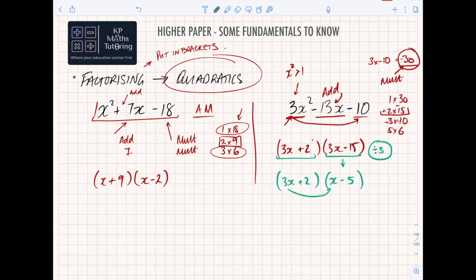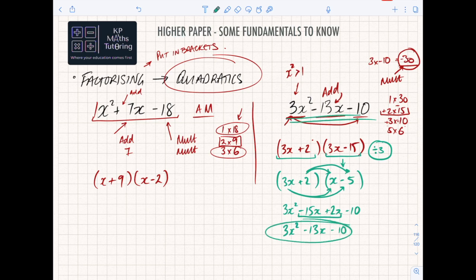Now, let's look at it, multiply it out, double check myself. 3x squared, 3x times 5, which is minus 15x. 2x, that's a positive 2x. And then 2 times minus 5 is minus 10. Collect my like terms here. Minus 15 plus 2 is minus 13. Still got my 3x squared, minus 10. So when I expand it out, I end up getting the original answer to the question that I had.